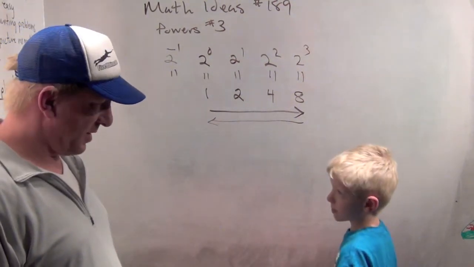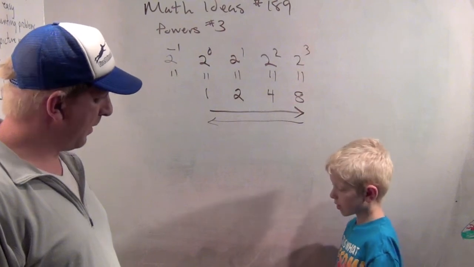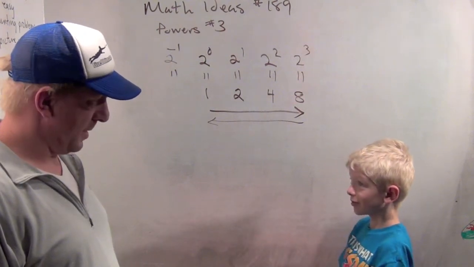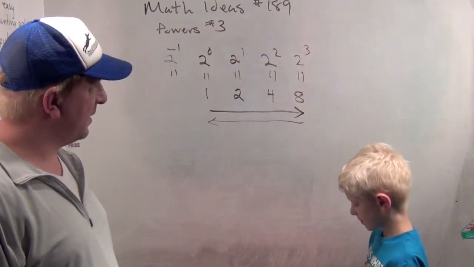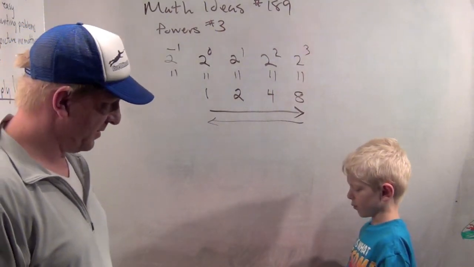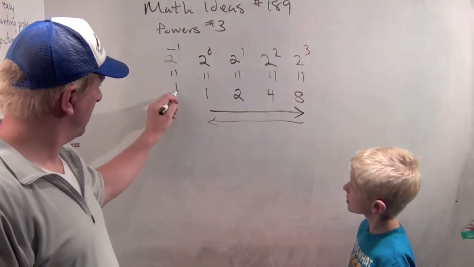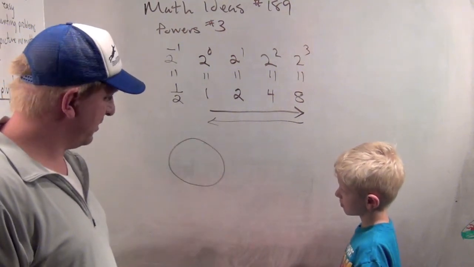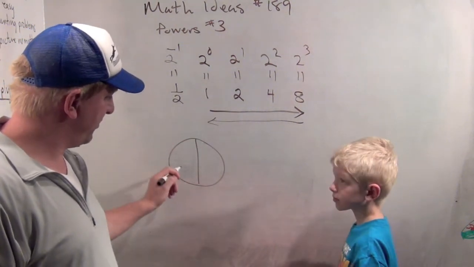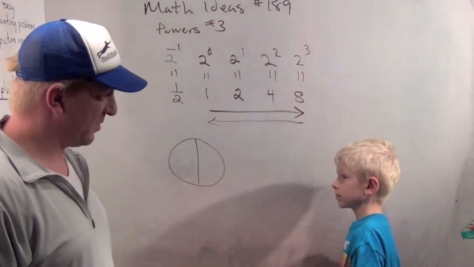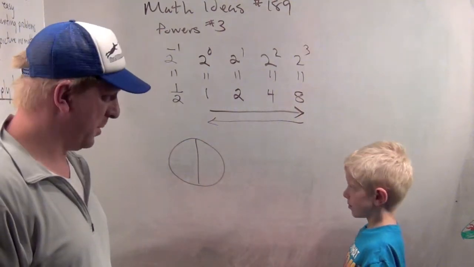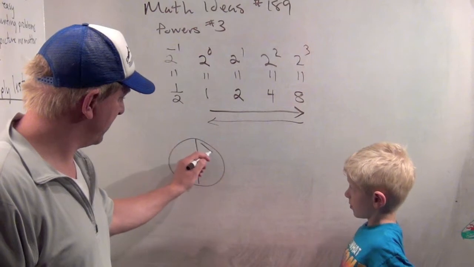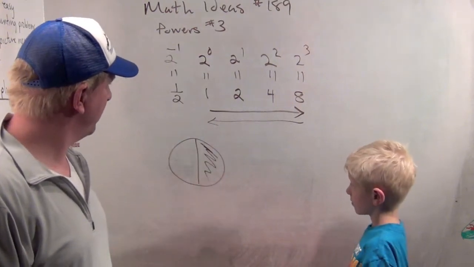Do you know what 1 divided by 2 is? 1/2. That's pretty interesting. That's exciting, because if I have a circle and I divide it into 2 equal pieces, that's what it means when you say divide by 2. How much is one of these pieces? It's 1/2.